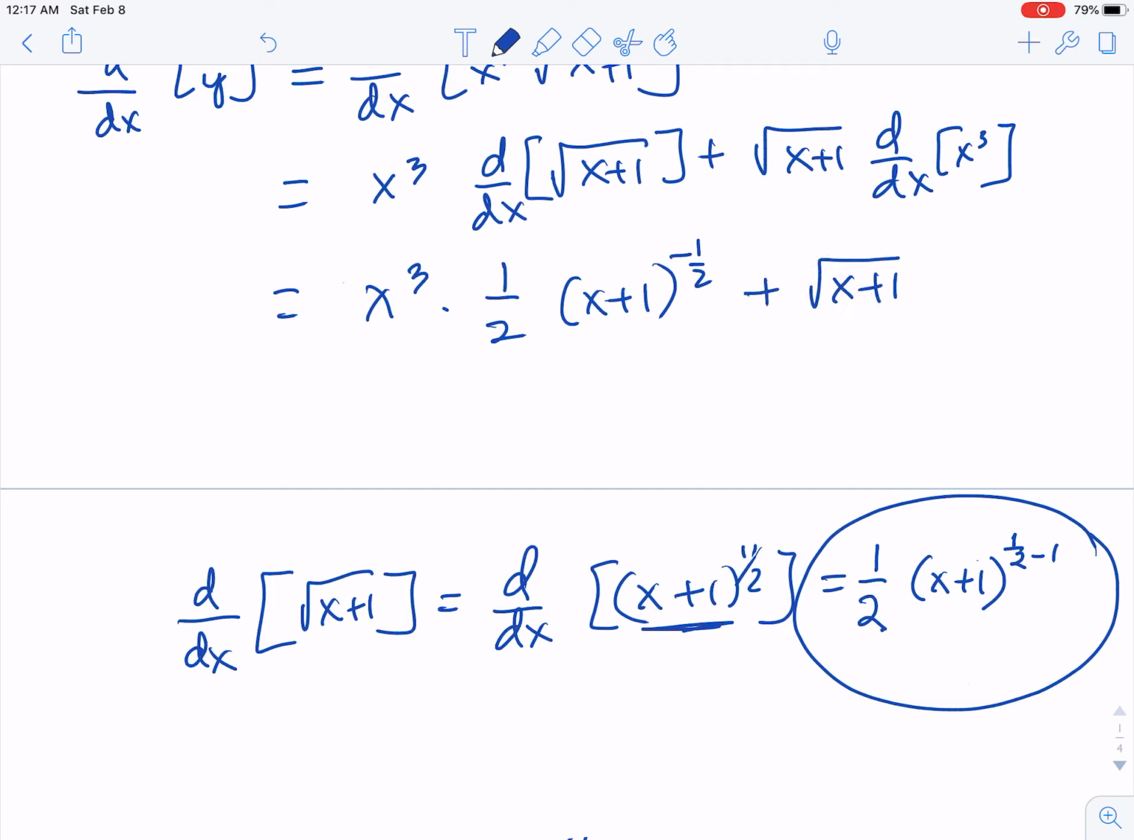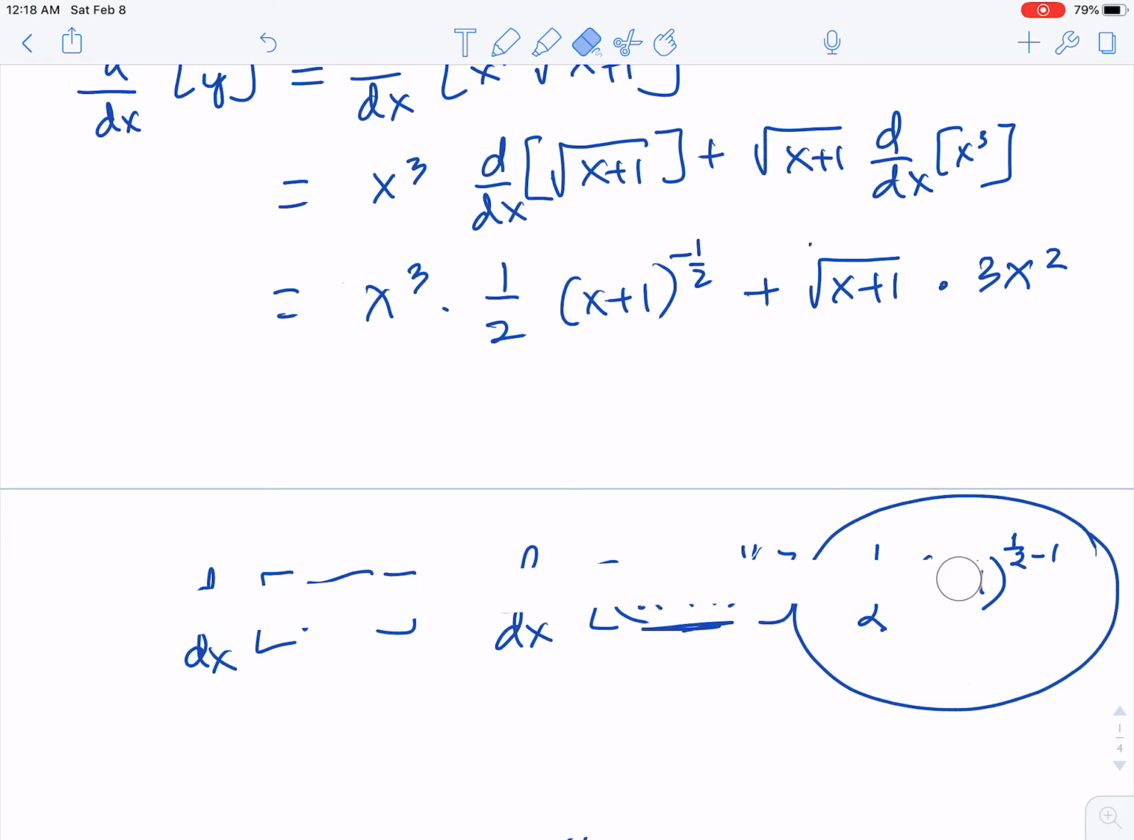Ano ang derivative ng x cubed? Pababa yung 3, papasok natin yung x, and then yung exponent bawasan natin ng isa, times 3x squared. Okay? Next.